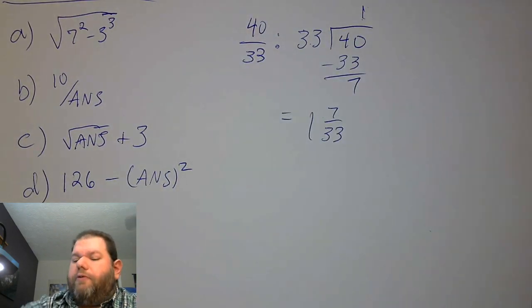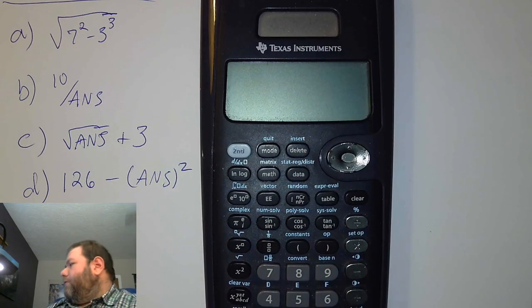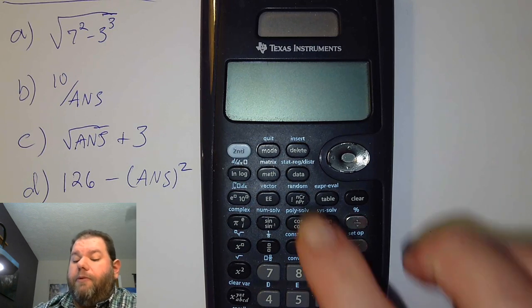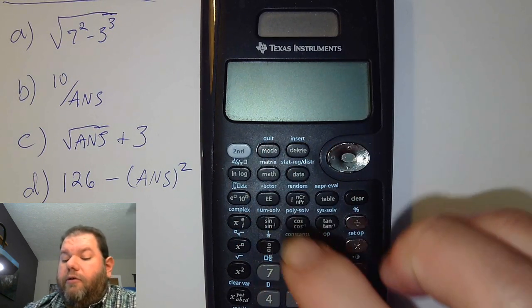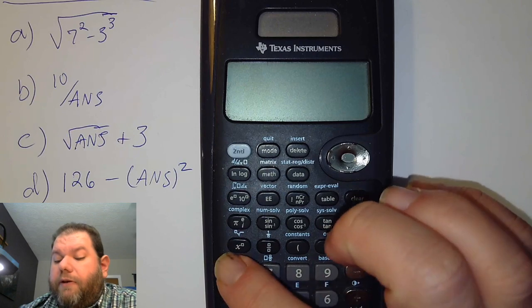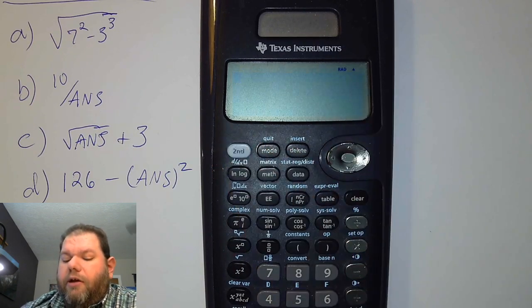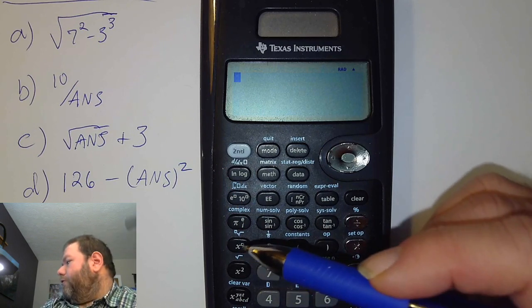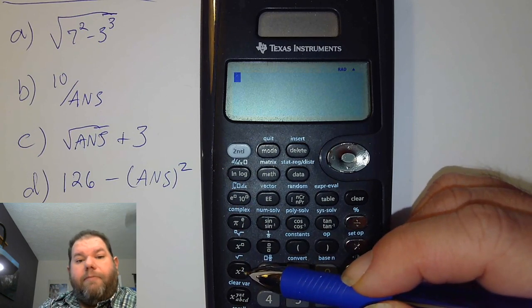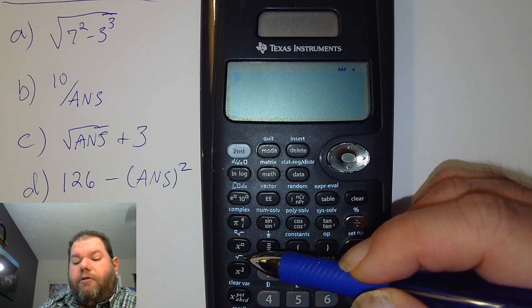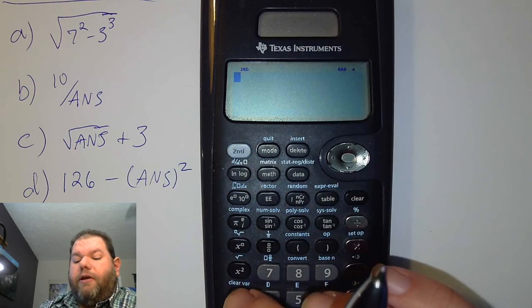Oh, I was using the other one. Sorry. There we go. So we start off, we do our square root of 7 squared minus 3 cubed. So we have to identify where a square root button is, which turn it on first. Now, on this calculator, the square root button is actually right above the x squared button that's right here. So I have to press second and square root.